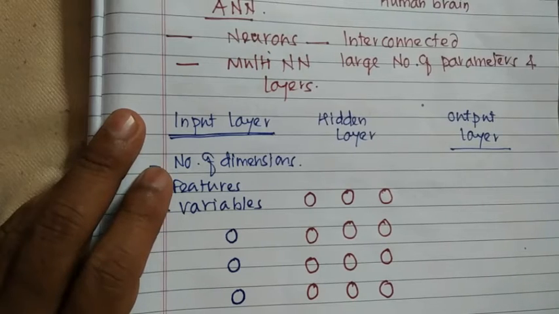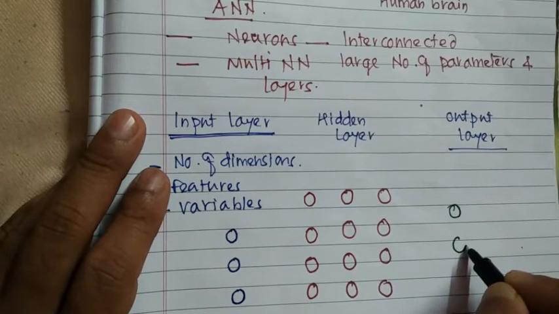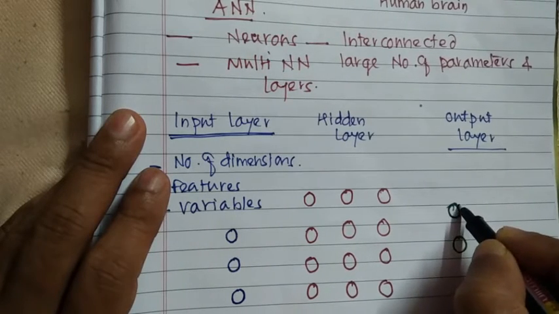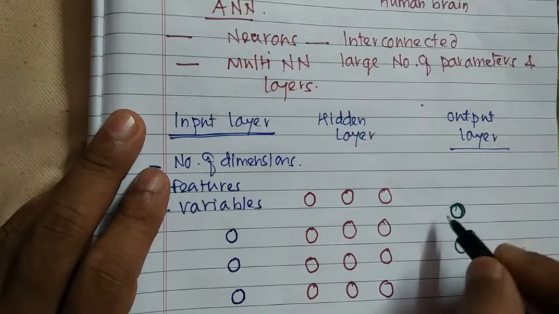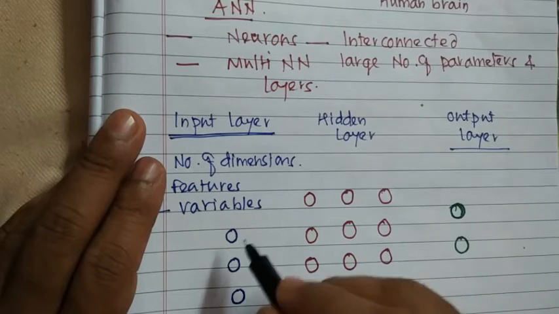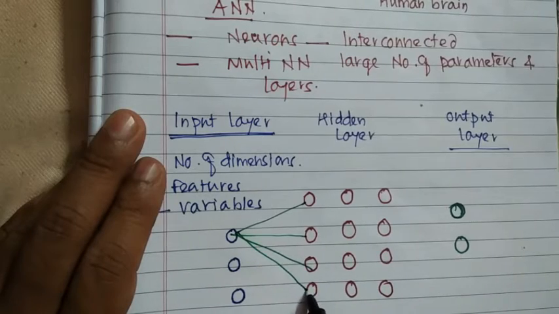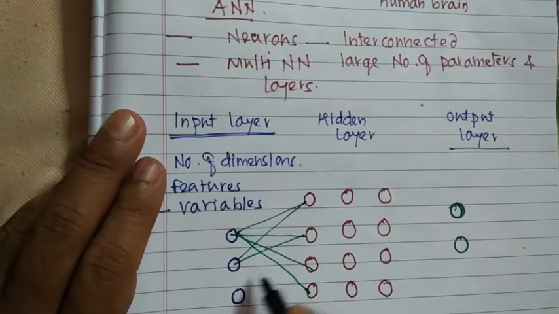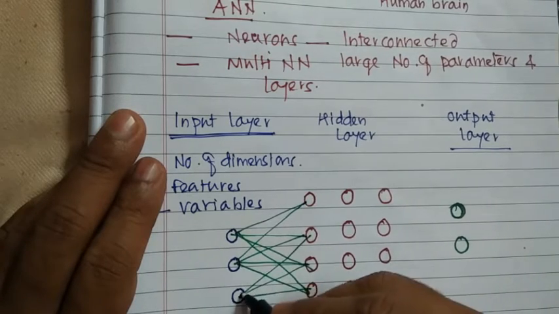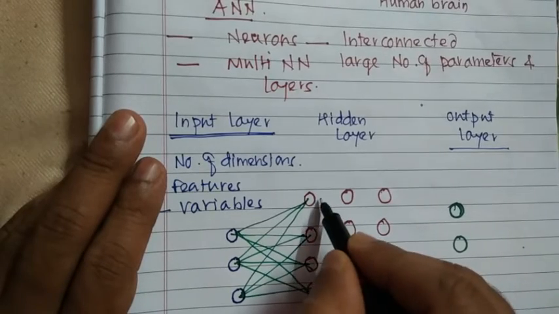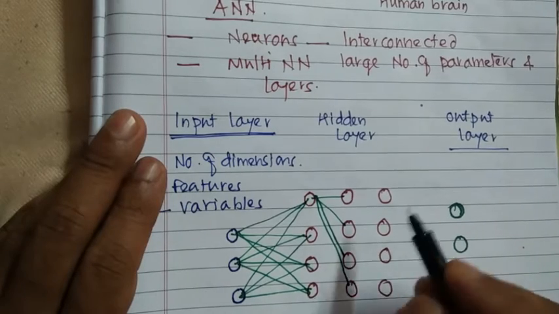And finally we have an output layer, which depends upon the number of classes. If there are two classes, then there are two neurons. All these neurons are interconnected like this, and every time they are connected, they pass the information.